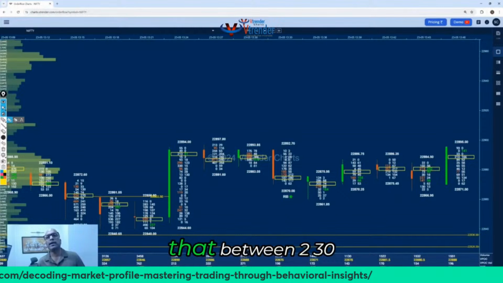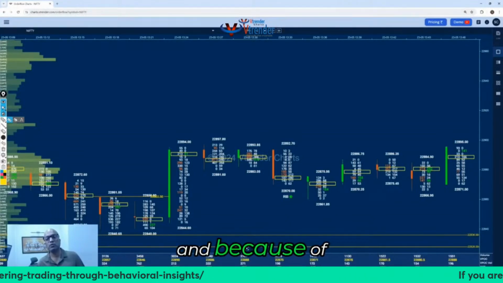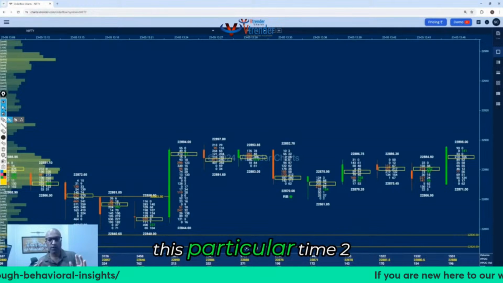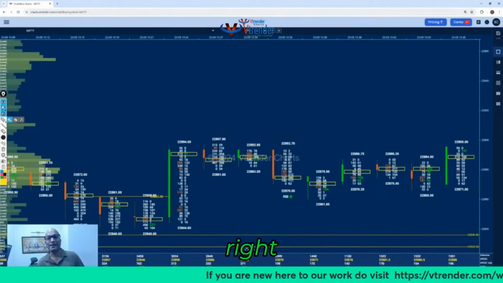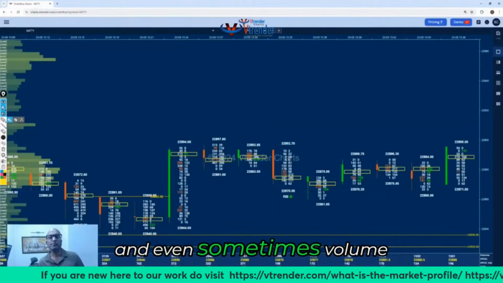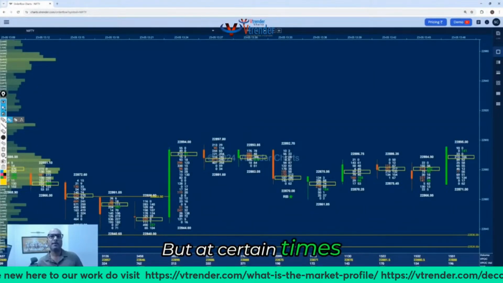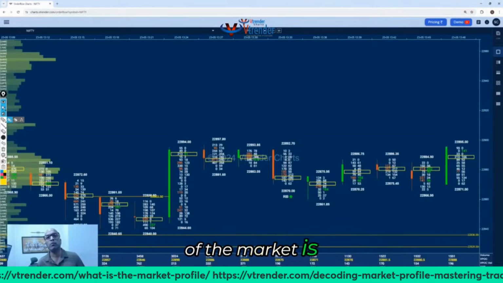So you know that between 2:30 and 3:30, because of the option plays and because of settlement pressure, the market works differently, right? At that point of time, the time becomes more important than price and even sometimes volume. But at certain times, let's say about 9:15 to 10:15, the volume component of the market is more important.